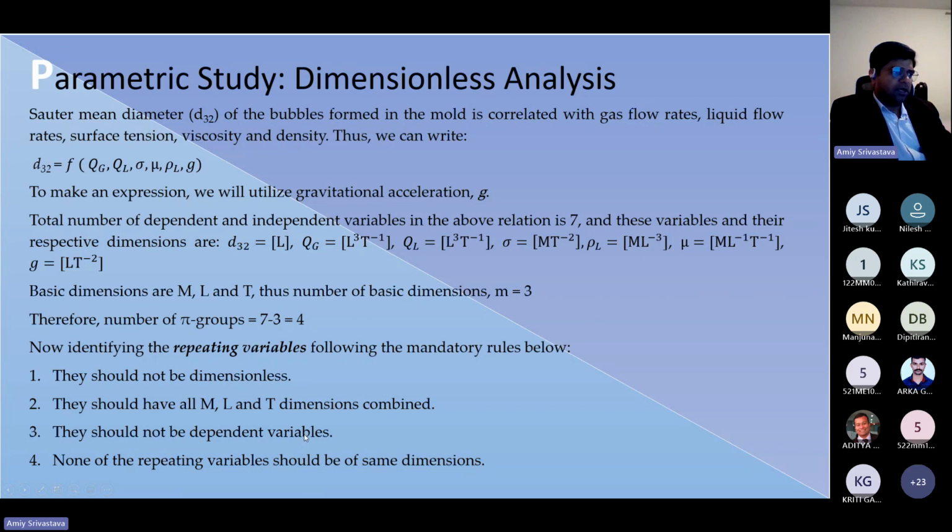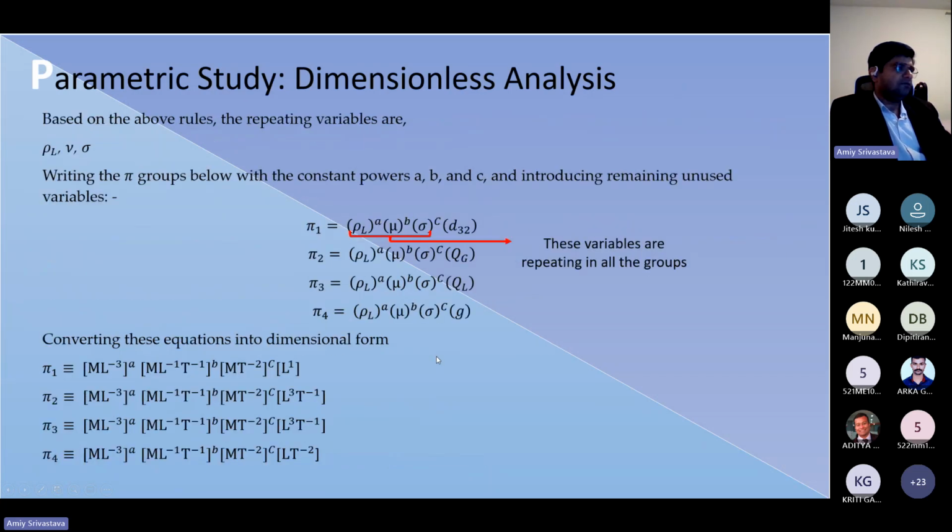They should not be dependent variables. Like we cannot take D32 as our repeating variable. And then none of the repeating variables should be of the same dimension. We cannot take two repeating variables which are of the same dimension, otherwise we will be losing some information. Let's see the next one.